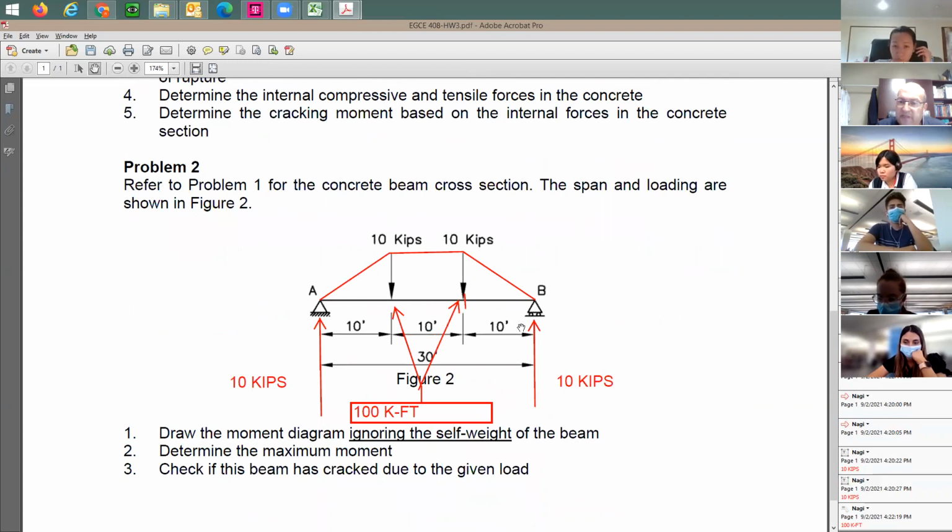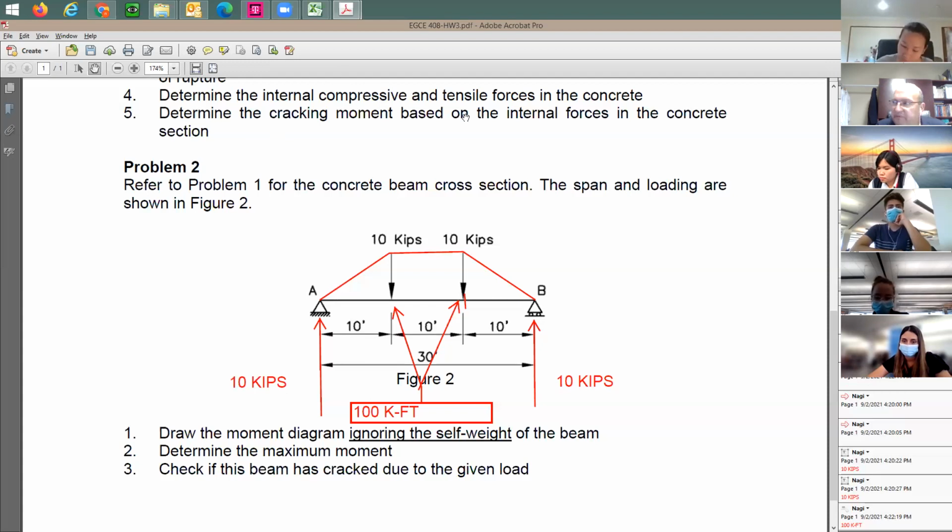So do you think this beam has cracked or does it still have some room before it cracks? It's cracked already because the applied moment is 100 and this beam can take up to 80, and right at that point it's going to start to crack. So if this moment is higher than the cracking moment, it means this beam has cracked. If this moment is 100 and let's say the cracking moment is 120, it means you still have some room before this beam cracks.